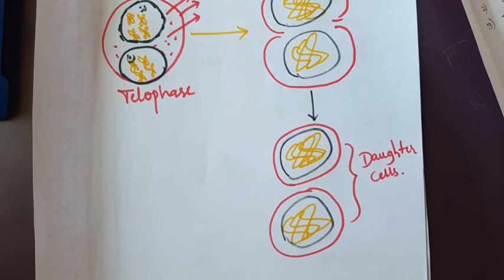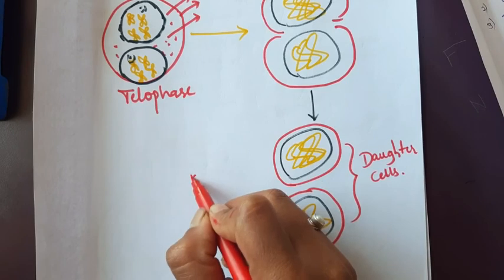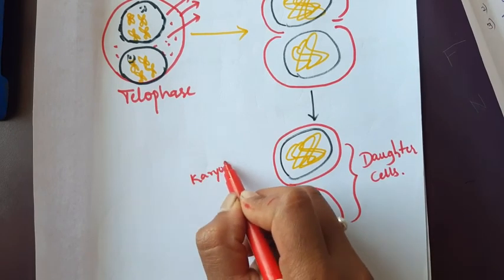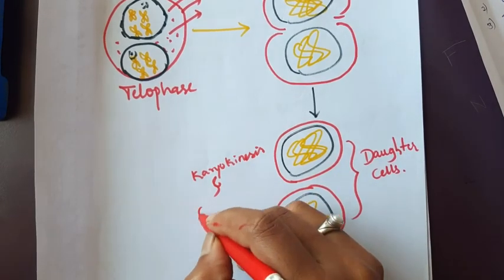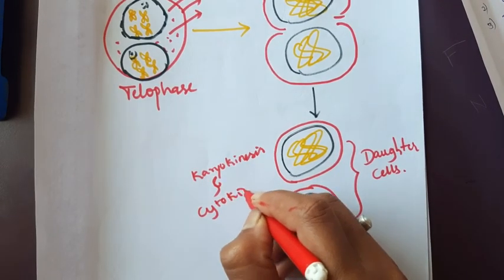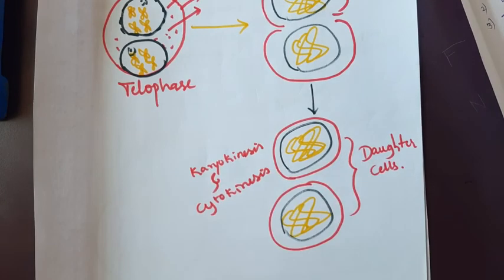Okay, after karyokinesis and cytokinesis, from one division we can get the two daughter cells. Okay, I hope all of you are getting this one. I will show the notes, note down that. Then if you have any doubt you can easily ask.